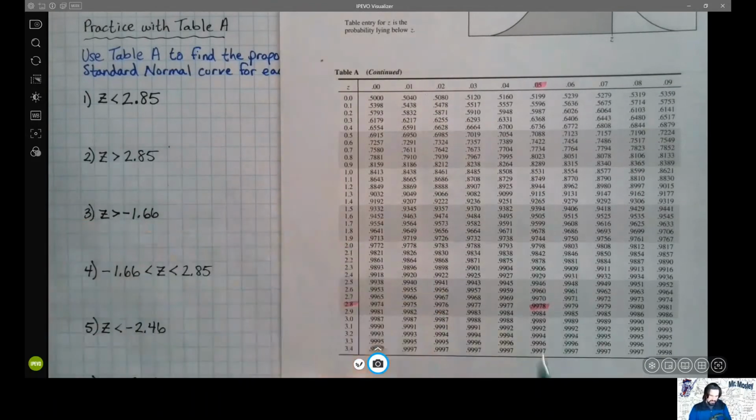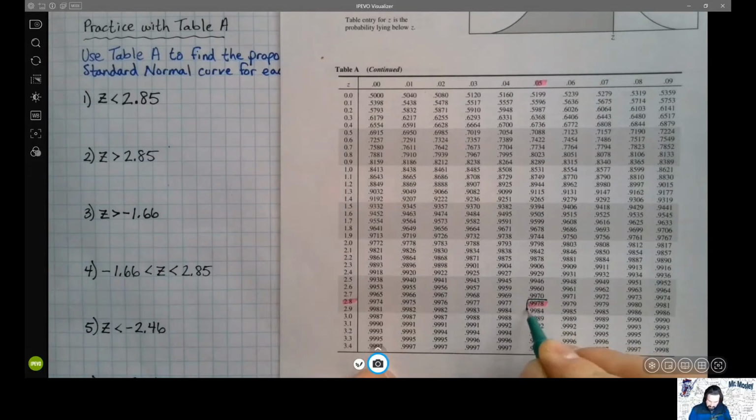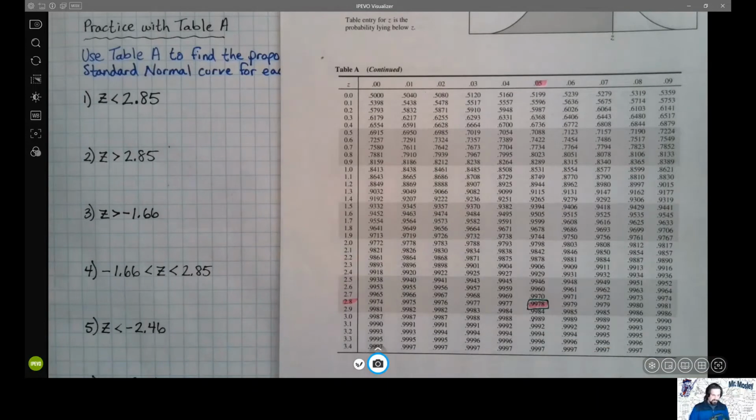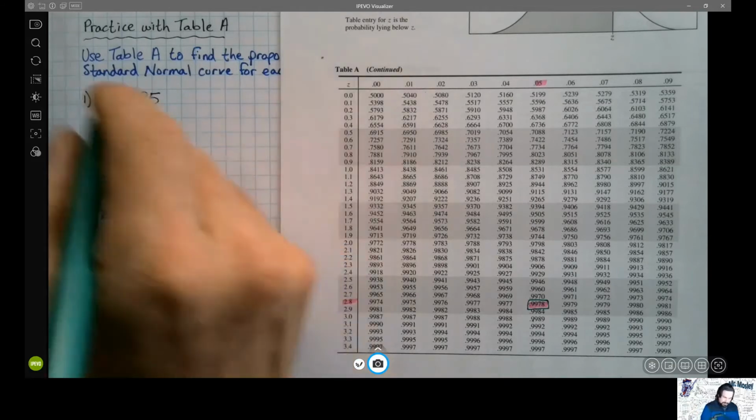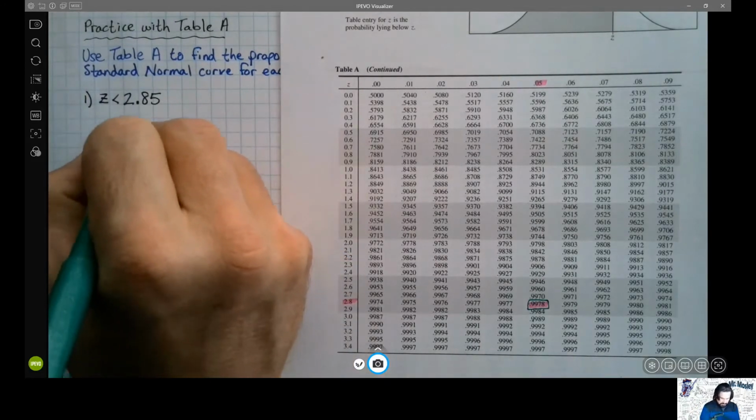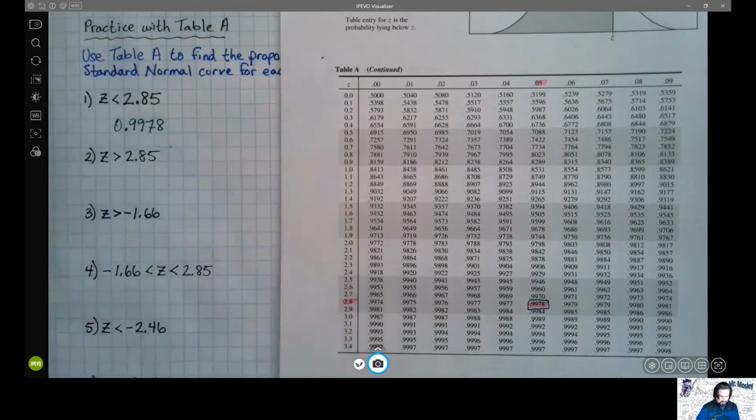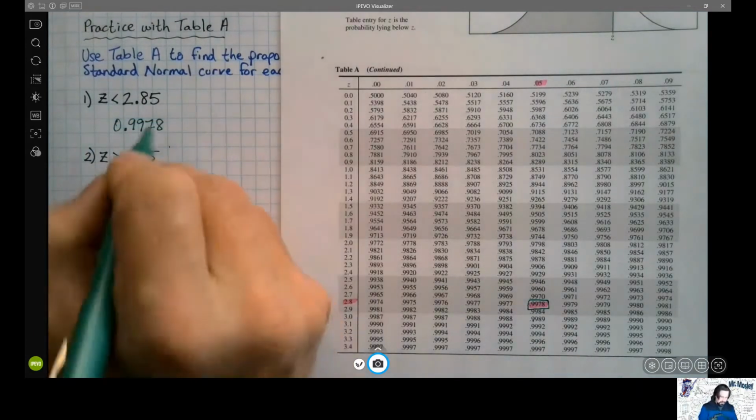The 0.9978 is the number I need. We're looking for less than all of these scores. In Table A, the values refer to the proportion less than the value of z you found. So once I find this number, this 0.9978, I'm done. I have found the solution to this problem. The proportion of observations under the curve less than 2.85 is 0.9978. And that's it, we're done.